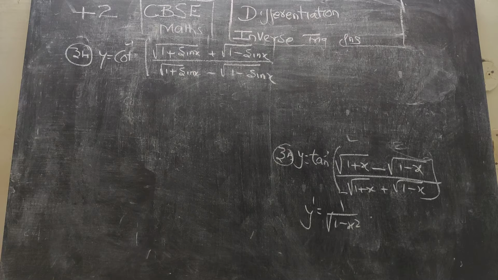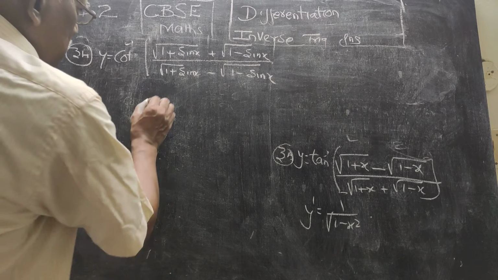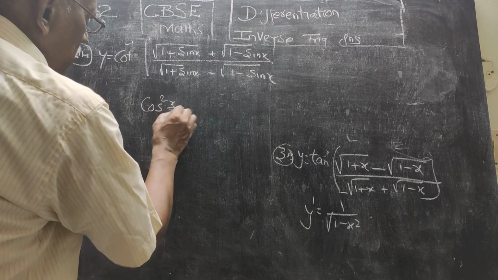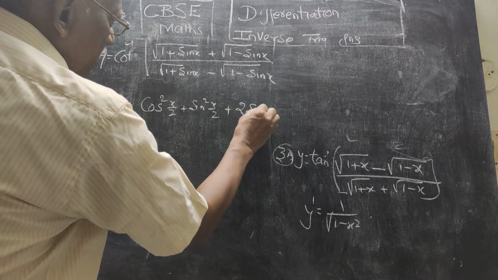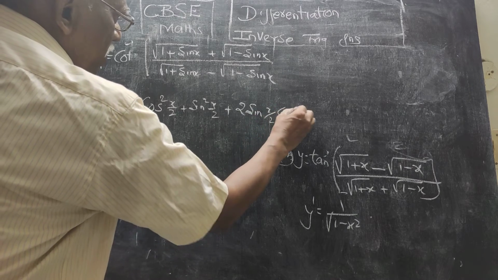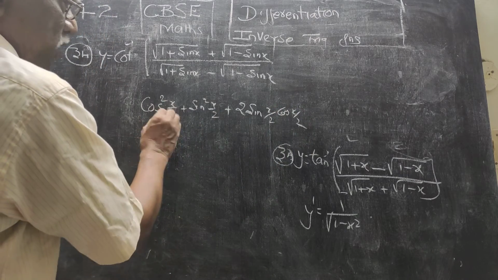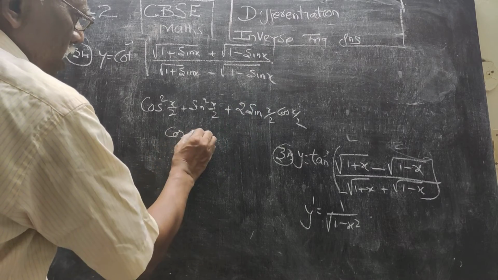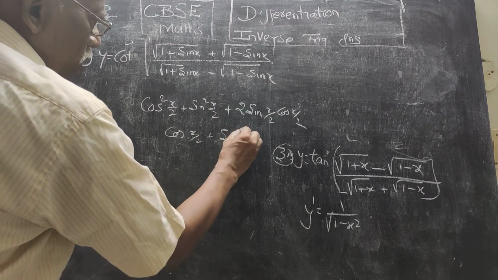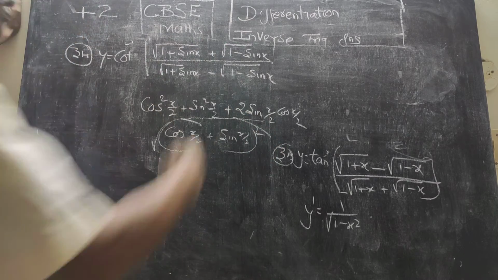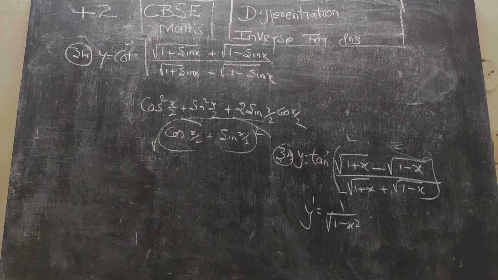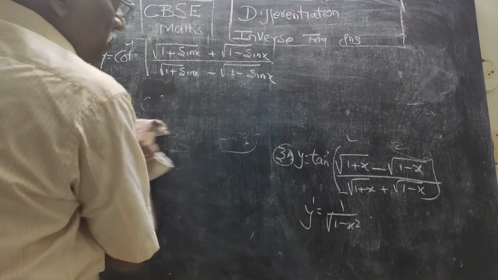As a result of that, 1 plus sin x will be cos square x by 2 plus sin square x by 2 plus 2 times sin x by 2 cos x by 2, and then apply the formula a square plus b square plus 2ab. So cos x by 2 plus sin x by 2 the whole square. That is a square root, so it gets cancelled, and then they go for the simplification. That is of course one method. But what I am going to do is rationalizing this part. I am going to do it.